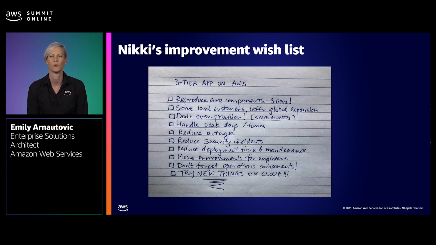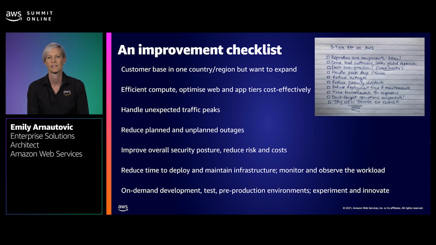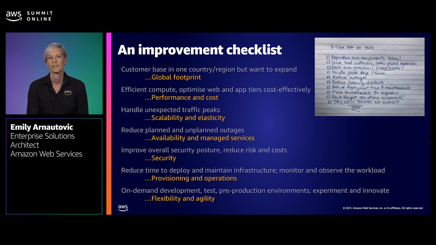Now, security is important. Moving to cloud is an opportunity to improve the overall security posture, reduce risk and costs, and then drive down those security incidents. Nikki and her team want to add automation where possible and spend less time on maintenance. And her developers want better access to dev and test environments. And they also want to try some new things on AWS. So we're going to use this checklist to guide us through building out the architecture. It may be Nikki's checklist, but it's a common set of items that many of you will want to check off too.